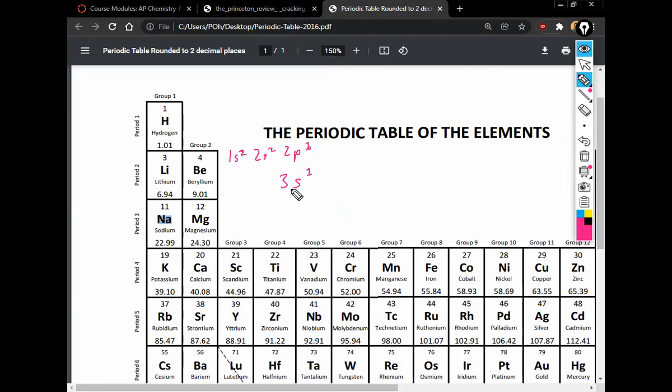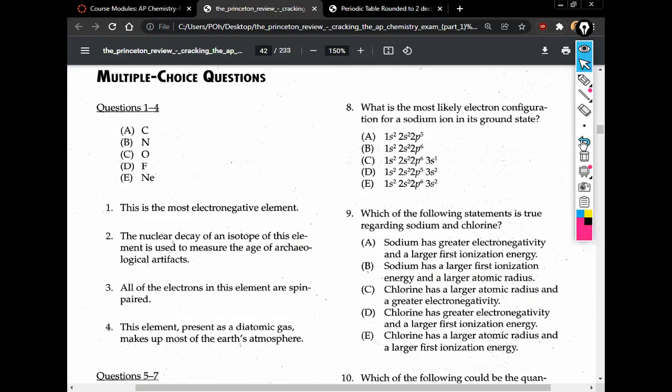Now, what does a sodium ion want to do? It wants to get rid of an electron. So it's going to get rid of the electron in the 3s shell. The sodium ion will have this electron configuration, the same thing as neon, because it gets rid of one electron. So it is going to be B. Any questions about that one? Make sense? Okay.